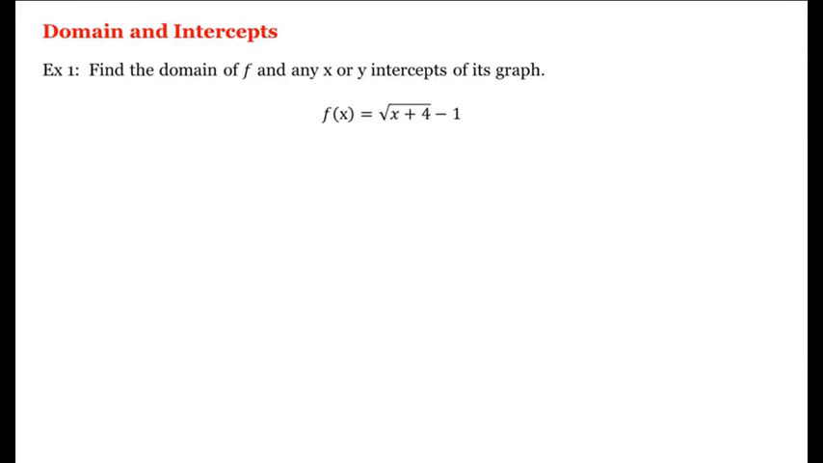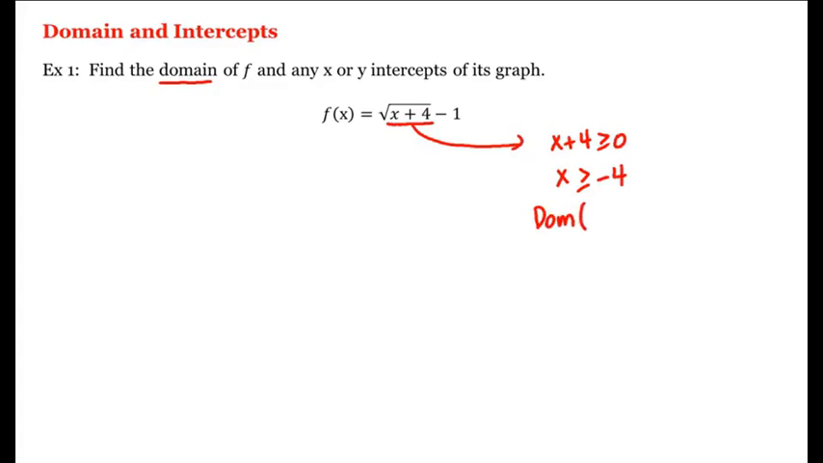Let's look at the domain of a function and the intercepts of its graph. For example, let's find the domain of f and any x or y intercepts of its graph. Let's start with the domain. What's under the square root, namely this x plus 4, has to be greater than or equal to 0. Or subtracting 4 from both sides gives us that x has to be greater than or equal to -4, which is the domain of f.